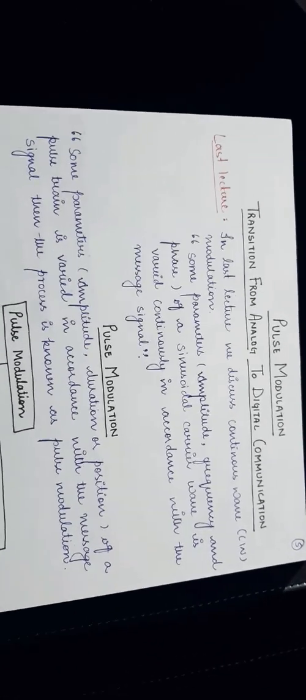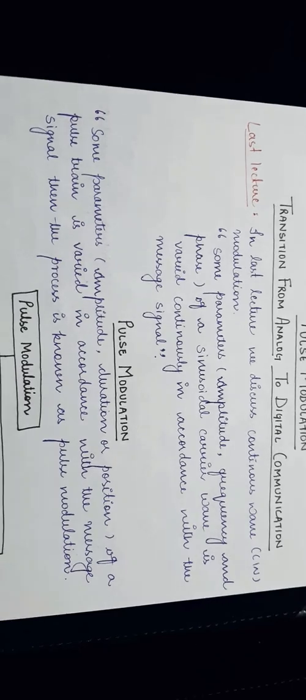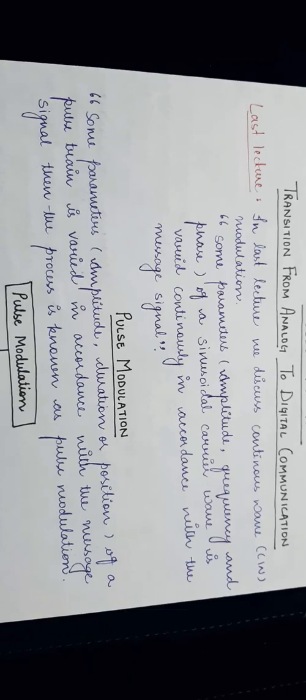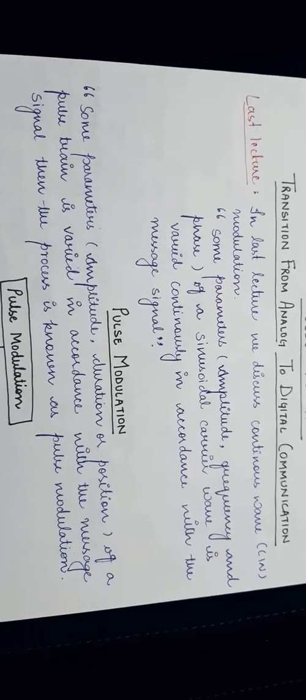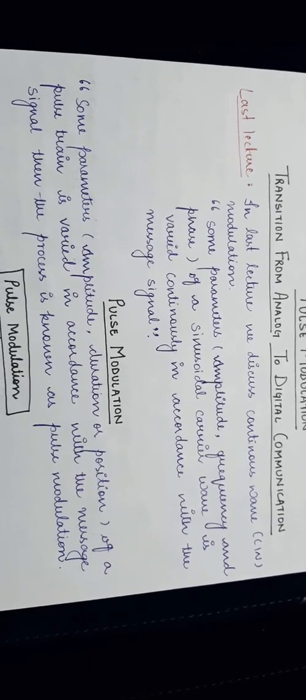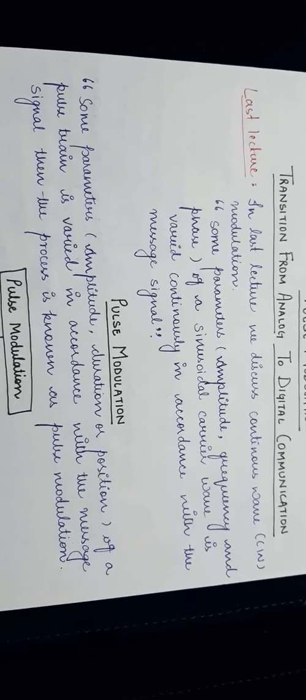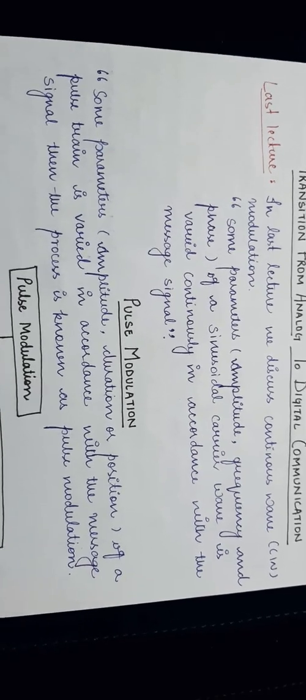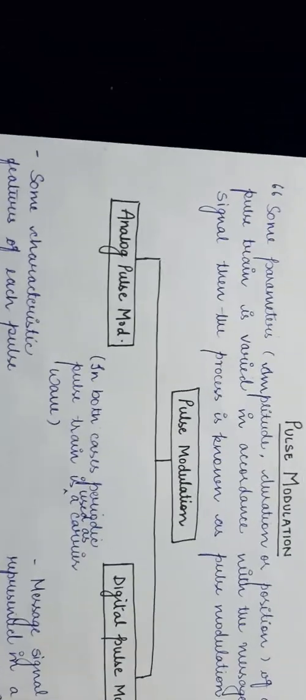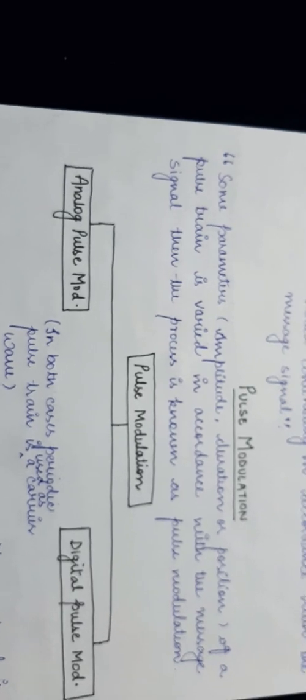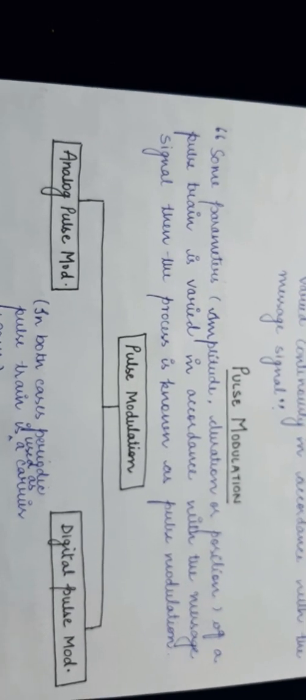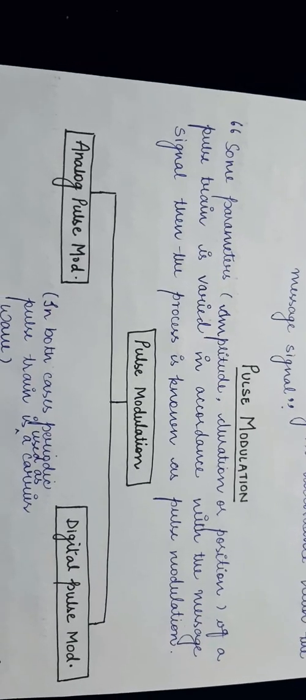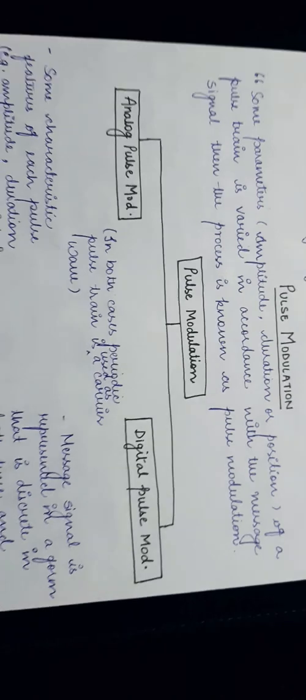In today's lecture, we will discuss pulse modulation. In the previous lecture, we discussed continuous wave modulation, in which parameters like amplitude, frequency and phase of a sinusoidal carrier wave are varied continuously in accordance with the message signal. Now, today we will discuss pulse modulation. In pulse modulation, parameters such as amplitude, duration or position of a pulse train are varied in accordance with the message signal, and the process is known as pulse modulation.